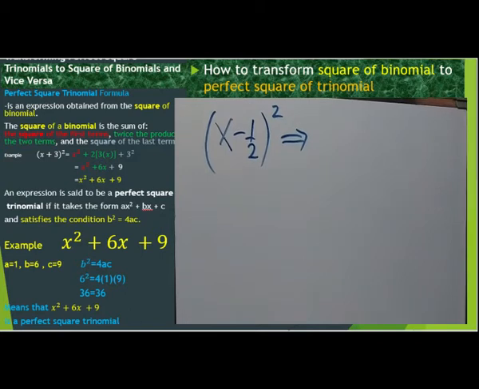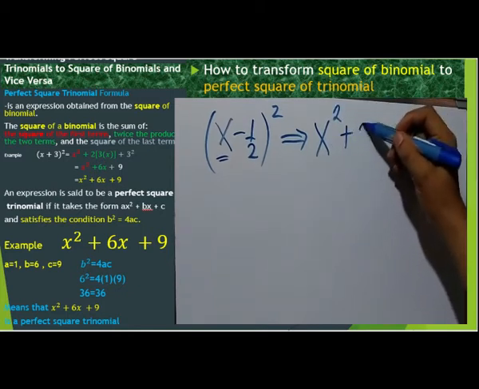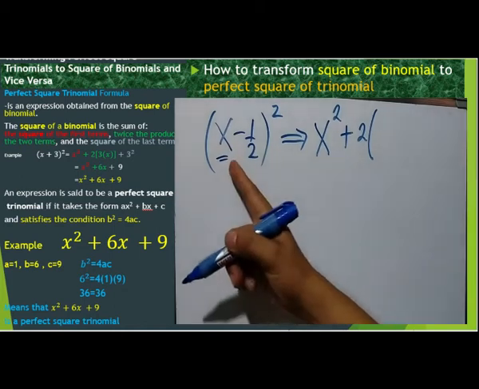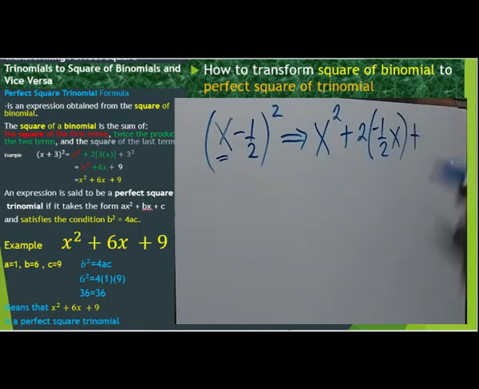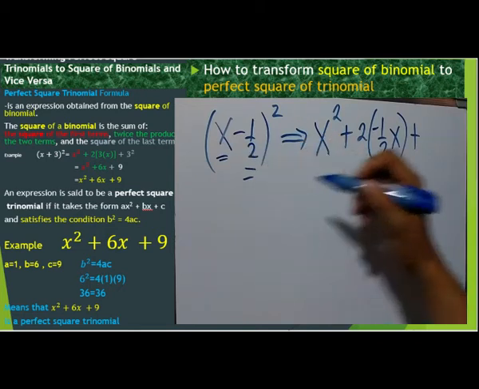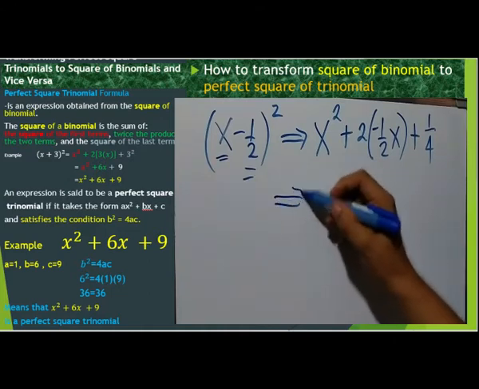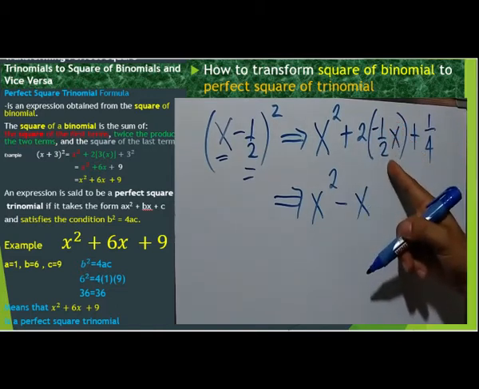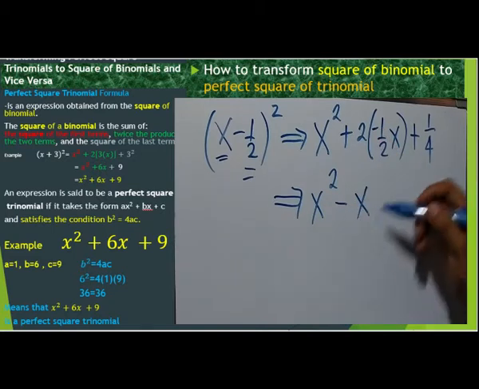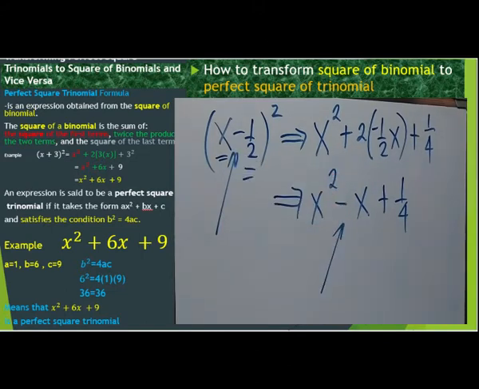Next, we have the square of the quantity x minus 1/2. First, the square of the first term, x squared, plus twice the product of the first and the second. So x times negative 1/2 is negative 1/2 x, and then plus the square of the second term. The square of negative 1/2 is 1/4. So therefore, we have x squared minus x. 2 times negative 1/2 is negative 1, divided by 2 is 1, so you have 1x or x. So minus x plus 1/4. So also take note, just to double check if your signs are correct.